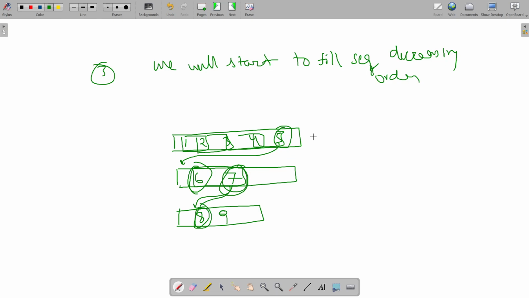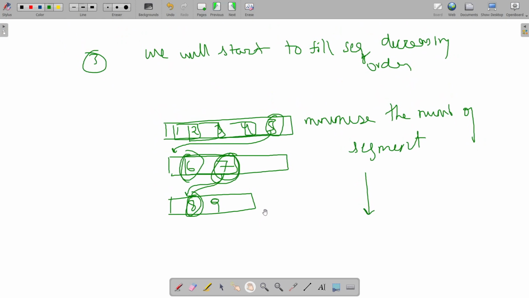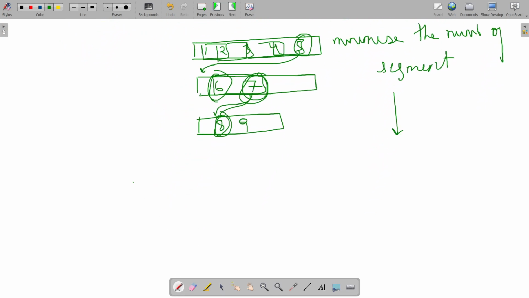And this can be minimized if you minimize the number of segments. So you basically want to minimize the number of segments that you are filling, and because of that, you want to fill them in a decreasing order. Okay, if you fill them in a decreasing order, then the number of segments will be minimized. So this is the optimal arrangement. So the problem basically boils down to this: you need to find all the segments, and then you just need to sort them, and after that you can just greedily fill them.